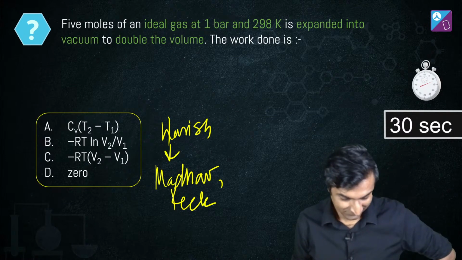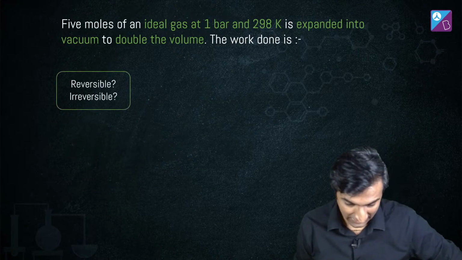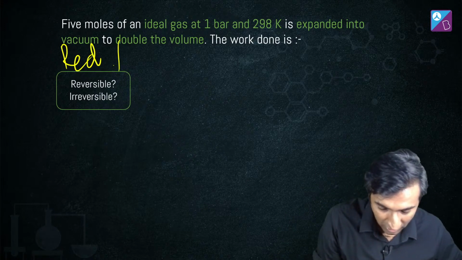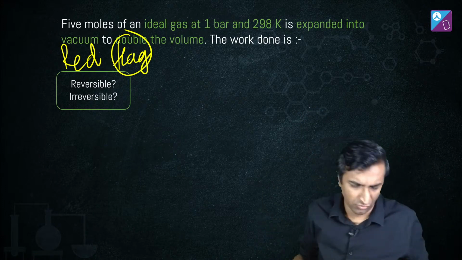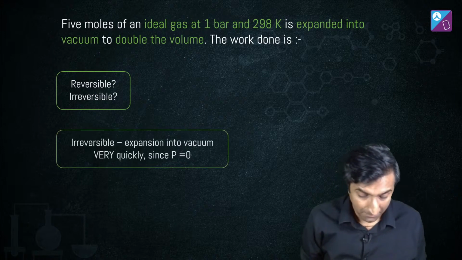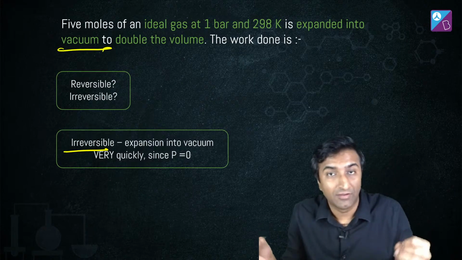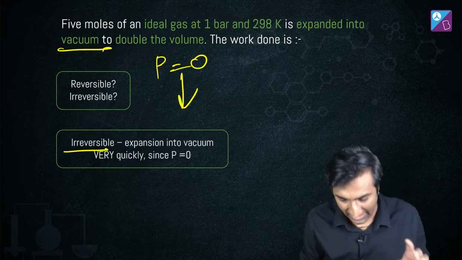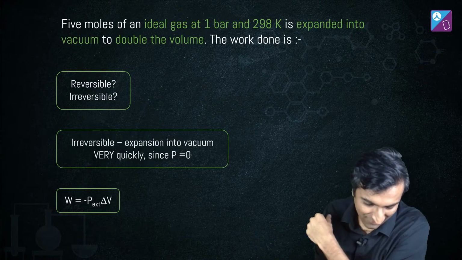Be careful. See, if you are expanding against vacuum, the first red flag is how do you know whether this is irreversible? If you're going by first principles, you don't know if it is reversible or irreversible. That's the first red flag. You don't know, but it's irreversible. How? If it expands into vacuum, it's very, very quick. Because in vacuum the pressure is given as equal to 0, okay? It's irreversible, and external pressure is 0. Work done is 0.